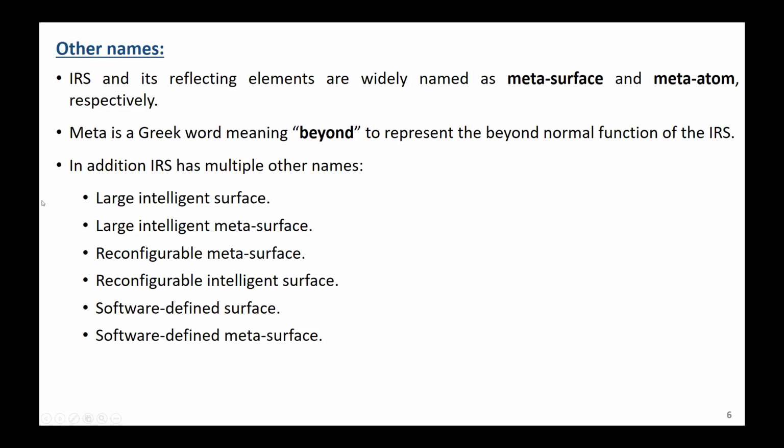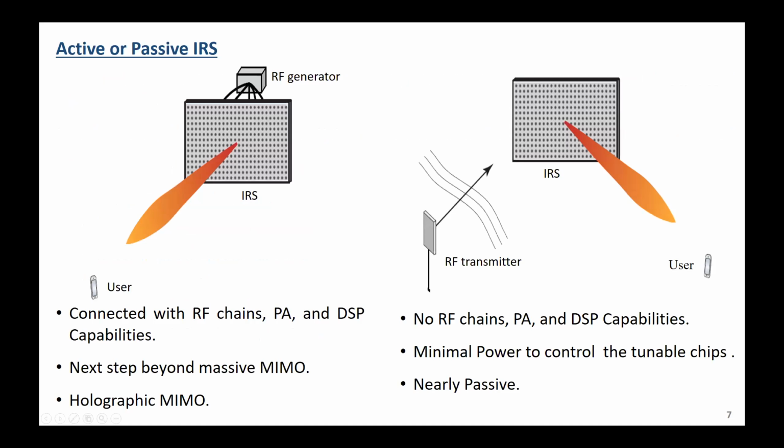In addition, you may find in the literature many other names for the same thing: intelligent reflecting surface, large intelligent surface, large intelligent meta surface, reconfigurable meta surface, reconfigurable intelligent surface, and so on. There are two modes of operation for this intelligent reflecting surface.